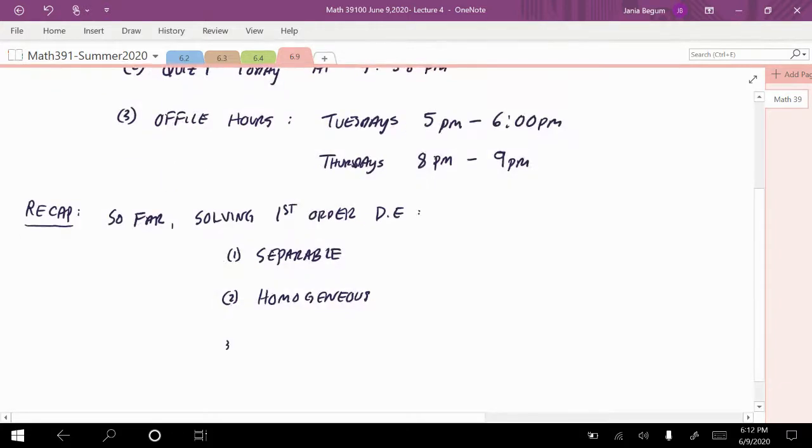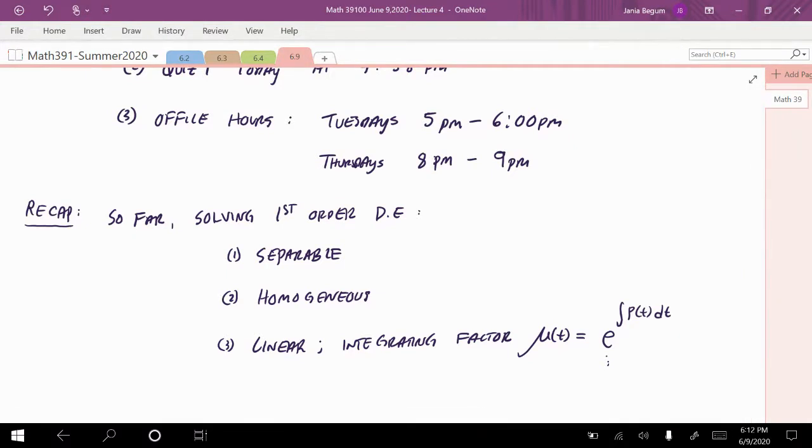And then we talked about linear first order. For linear, we have to use an integrating factor. We came up with this formula for the integrating factor, which we have as mu of t equals e to the integral of p of t dt. And you fill in the rest, right? That's the magical integrating factor. I showed you how to derive it, just in case you forget on a test or a quiz, you can always derive it, right?